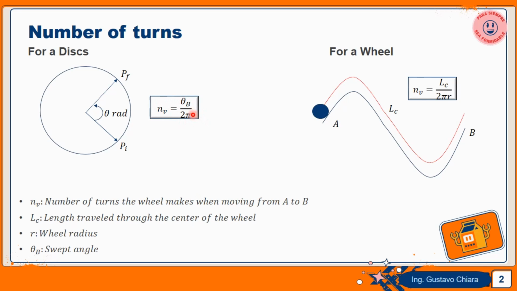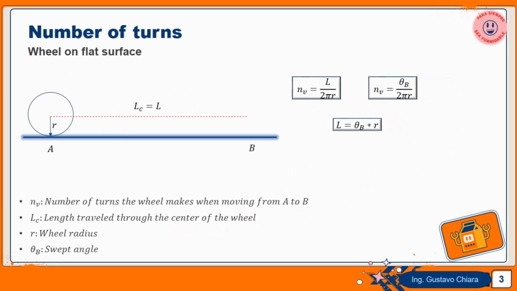Well, in that case, for a wheel, it could be a car or a truck. We need to know the number of turns that the car makes moving from A to B. In that case, we need the length traveled by the center of the wheel, and this number divided by 2πr, where r is the wheel radius, is the formula to find the number of turns in the case of the wheel.